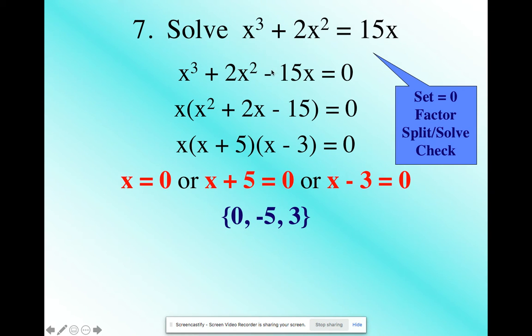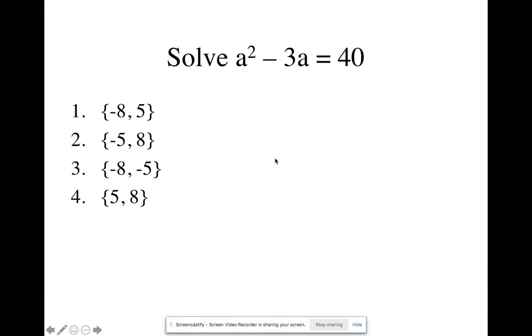If you're not sure how I did that, please let me know. But in reality, we're just doing the opposite of FOIL, right? So what you can do here is you have to ask yourself, what two numbers multiplied will equal negative 15? 5 times negative 3 will equal negative 15. And then you also know that 5 plus negative 3 will give you 2x. So therefore, that's how I got those numbers there.